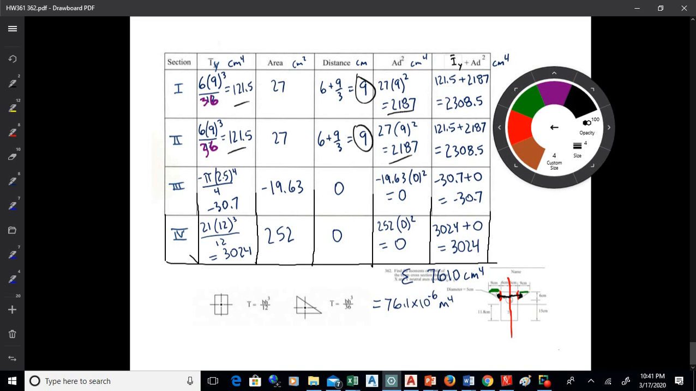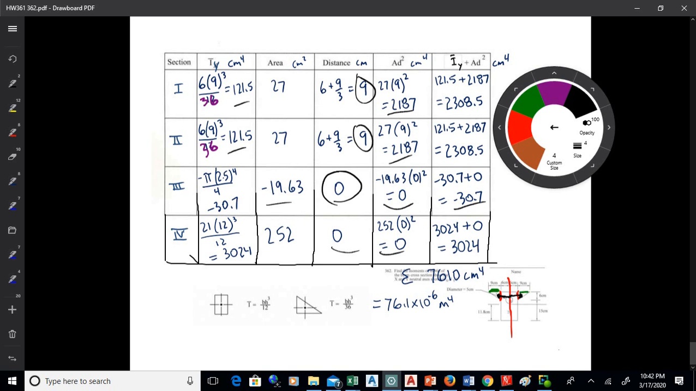The moment of inertia of the cutout circle about its own centroid there is minus pi r to the fourth over 4, negative 30.7. The area is negative 19.63, but there's no offset distance because the centroid of the circle is right on the y-axis. So the AD squared term zeroes out. Same thing for the rectangle, okay? So you just end up with a total moment of inertia of that is negative 30.7.